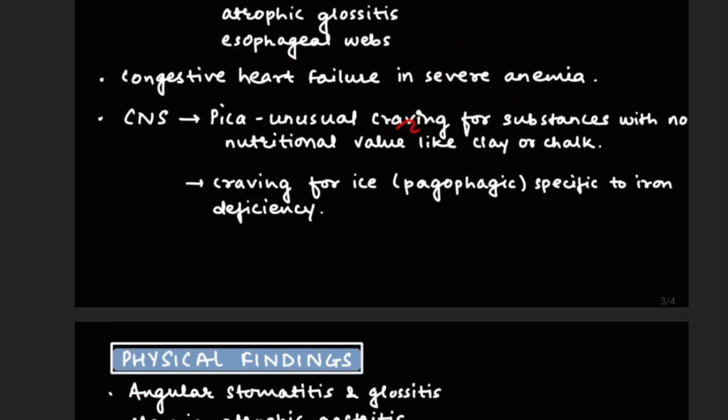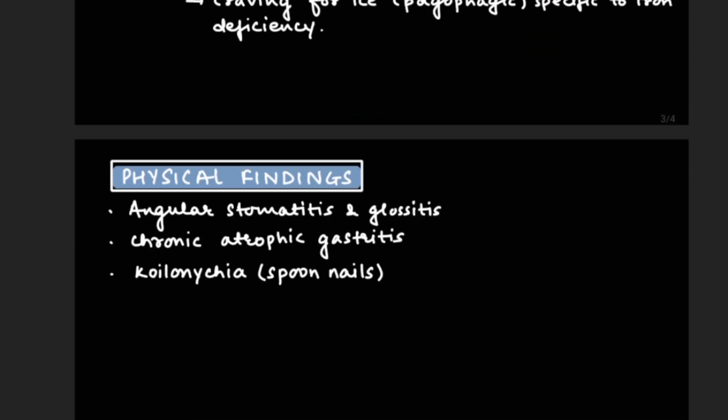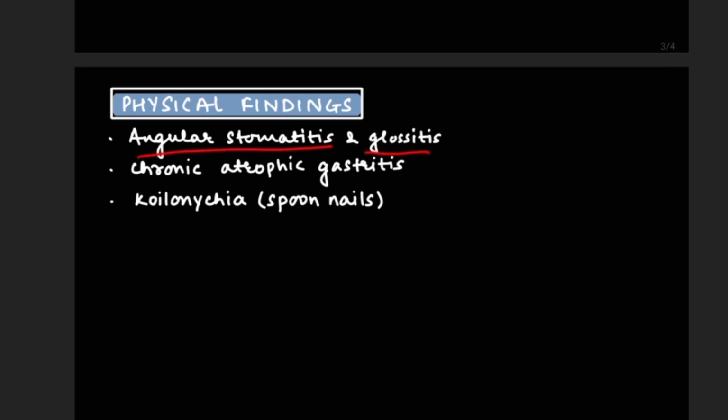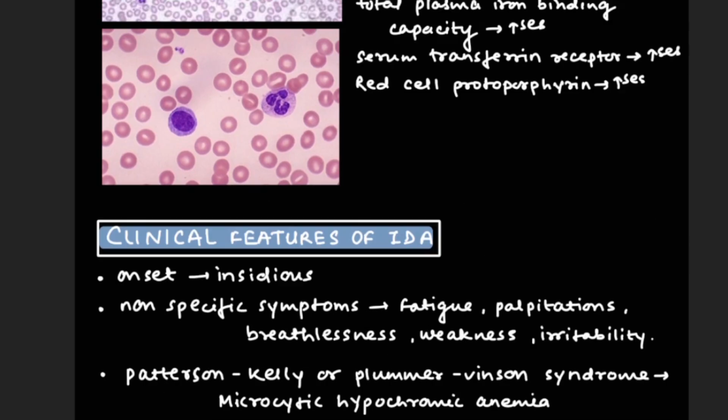In the CNS, there will be craving for substances with no nutritional value such as clay or chalk, or there will be craving of ice. Now there are some physical findings also, such as angular stomatitis and glossitis, then chronic atrophic gastritis, and spoon nails. A normal nail will look like this, but here it will look like this, so there will be a spoon-shaped formation. So this was all about iron deficiency anemia.